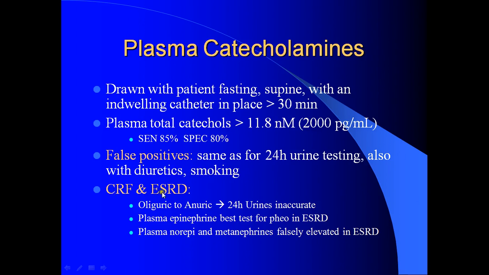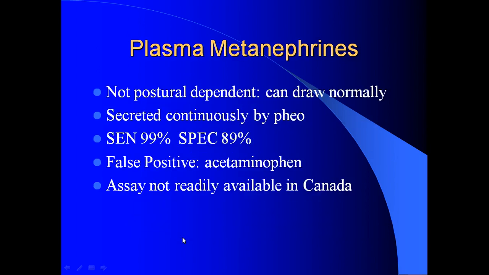In cases of CRF and end-stage renal disease, where patients are oliguric to anuric, that is, they're not producing enough urine, you cannot do a 24-hour urine test; it will become inaccurate. Plasma epinephrine is the best test for pheo in end-stage renal disease. Plasma norepinephrine and metanephrine are falsely elevated in end-stage renal disease. So in end-stage renal disease, you need to ask for epinephrine rather than norepinephrine and metanephrine.